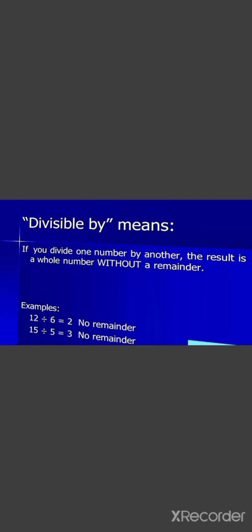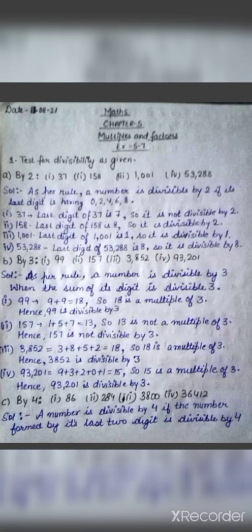Okay, so we will say that a number is exactly divisible by the other number, right? Now we will discuss the rules. Firstly, in the first question, part A, they are saying you have to check whether the number is divisible by 2 or not.